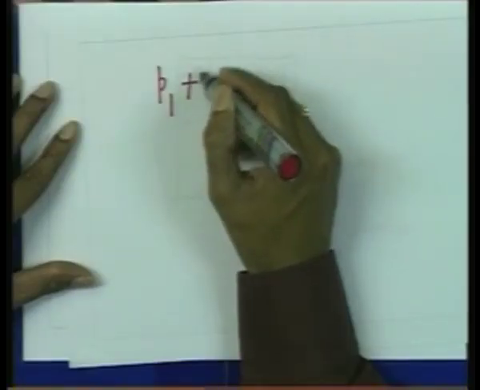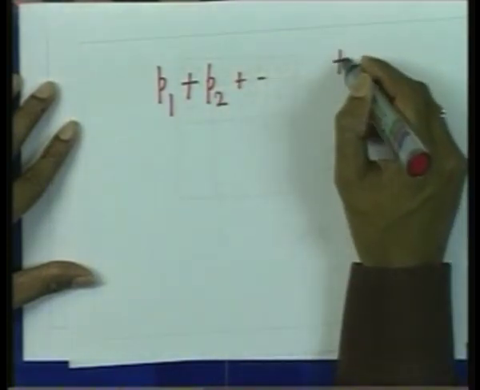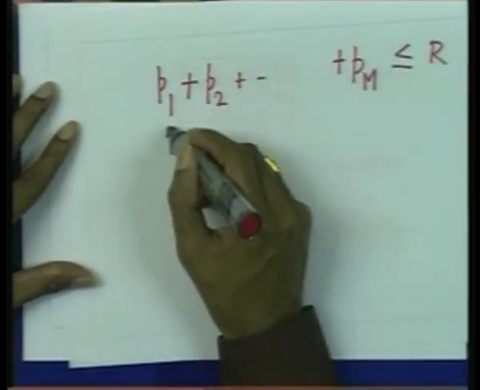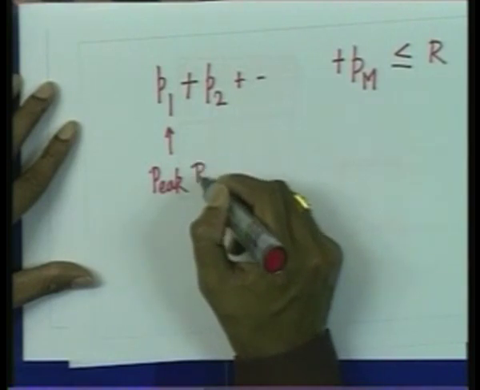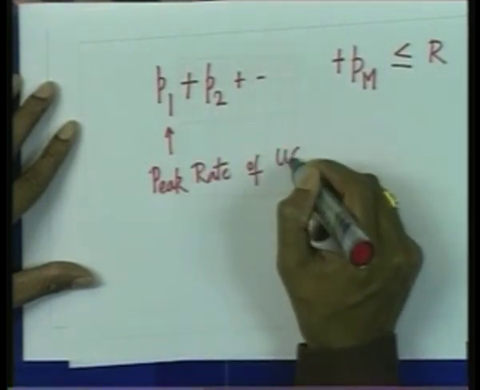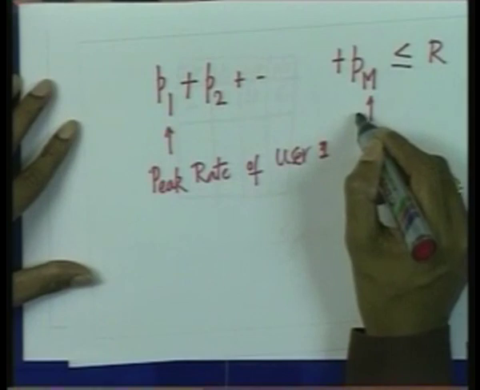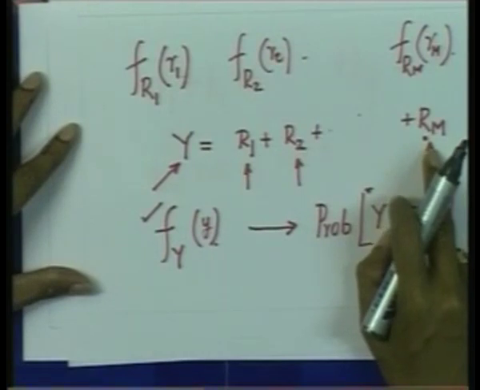That is a trivial case where, if P1, P2, up to Pm are the peak rates of the individual users, then their sum should be less than or equal to R, where P1 is the peak rate of user 1. This is the worst-case scenario and a naive admission control scheme. Obviously, the number of users that can be admitted based on this scheme would be much less than what can be admitted based on a hypothetical admission control scheme like this.